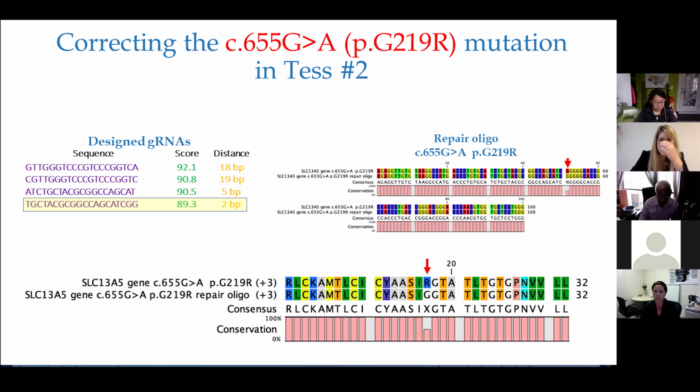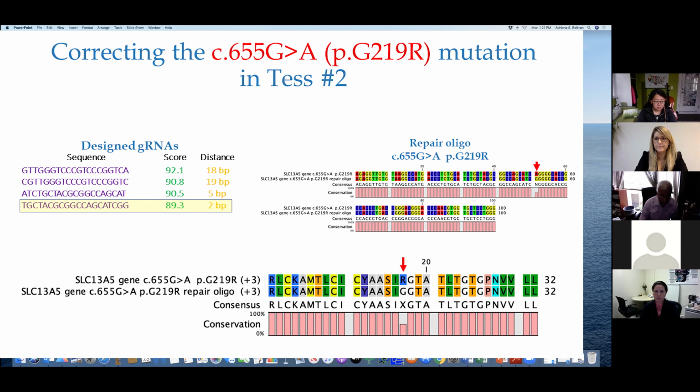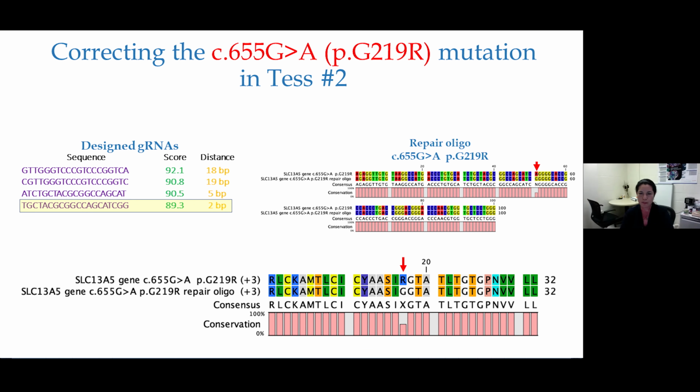So here you can see where the red arrow is, that we are changing that adenine. And then we confirm, we translate this DNA sequence into a protein sequence to be sure that the amino acid that we want to change is there, and we are not introducing any mutation there.